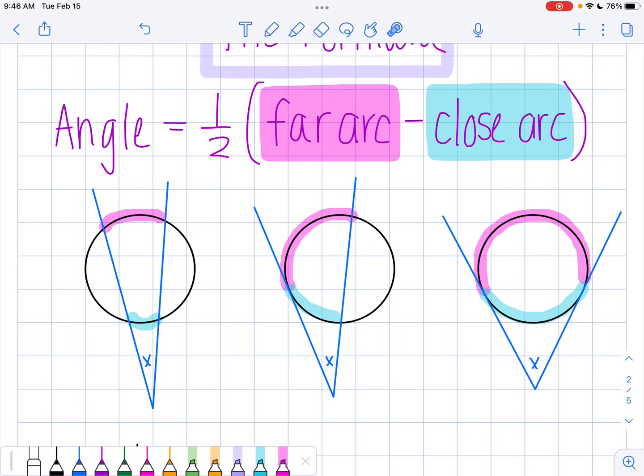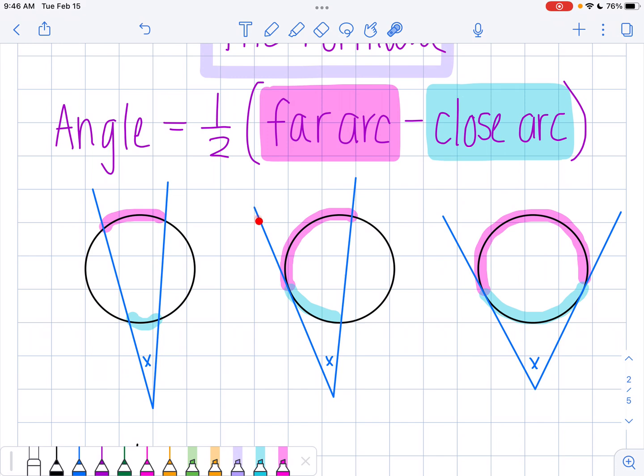You'll see that these lines, either the secant or tangent lines, have now formed what we call intercepted arcs. So this right here is an arc that's formed by this angle. Here I have an intercepted arc, and here I have an intercepted arc. I have two intercepted arcs: one arc that's far out, the furthest away from my angle, and one arc that's closest to my angle.